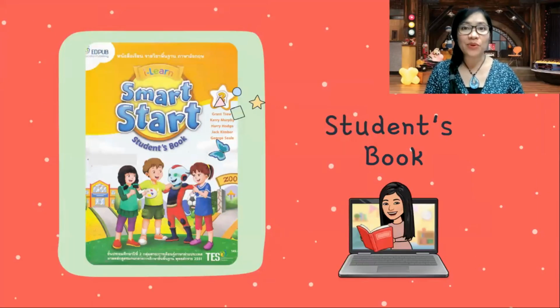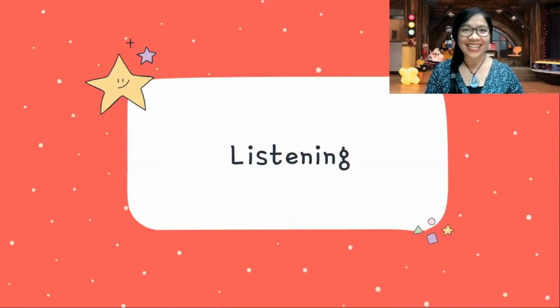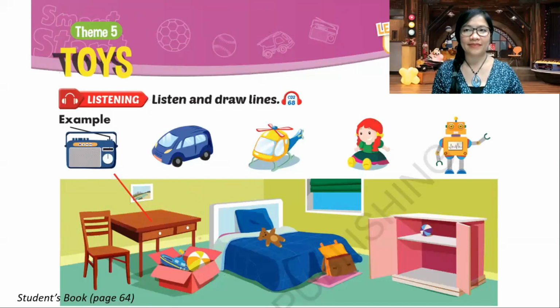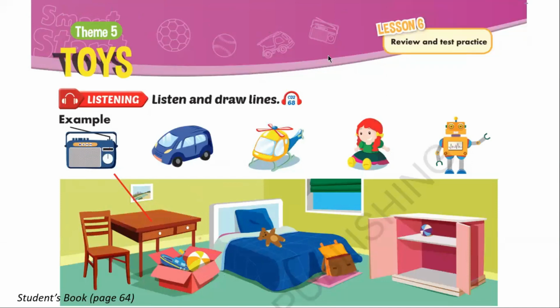Take out your student's book and open it on pages 64 and 65. Listening. Theme 5. Toys. Lesson 6. Listening. Listen and draw lines. Look at the pictures. Listen.